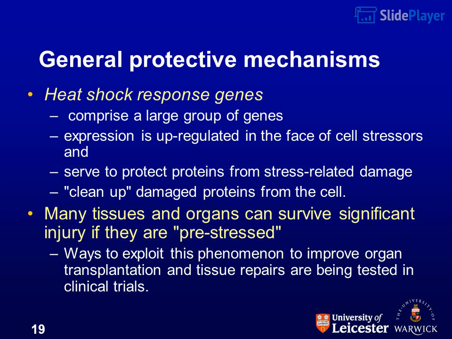General protective mechanisms. Heat shock response genes comprise a large group of genes. Expression is upregulated in the face of cell stressors and serves to protect proteins from stress-related damage and clean up damaged proteins from the cell. Many tissues and organs can survive significant injury if they are pre-stressed. Ways to exploit this phenomenon to improve organ transplantation and tissue repairs are being tested in clinical trials.